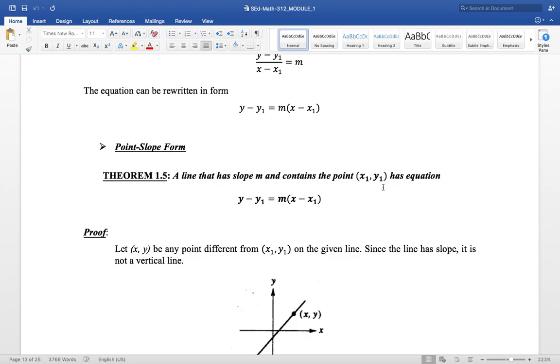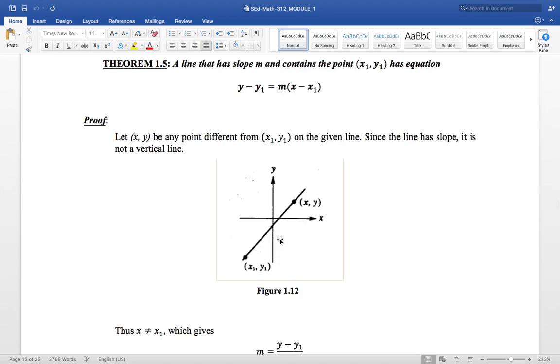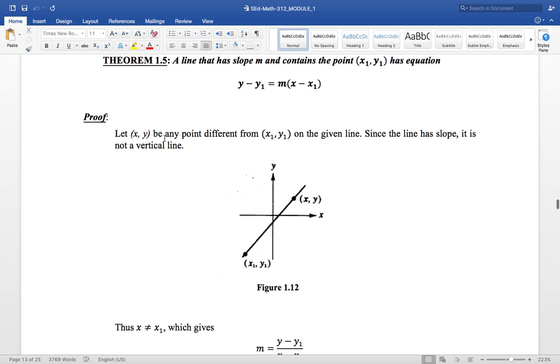Now for the equation of a line where the given is a slope and a point, we have this theorem. A line that has a slope m and contains the point x sub 1, y sub 1 has equation y minus y sub 1 is equal to m times the quantity x minus x sub 1. Let's take a look at the proof. If you let x y be any point different from x sub 1, y sub 1 on the given line, since the line has a slope, it is not a vertical line.